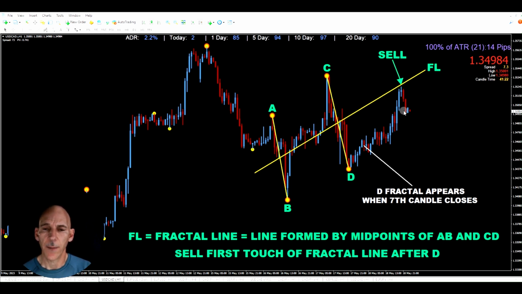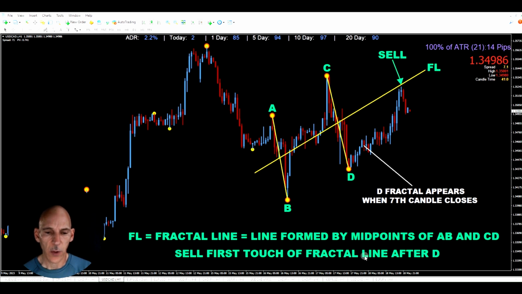This was actually a live trade I took, and this is a live chart. It's 2 p.m. West Coast time, so we're at the rollover now. So that's it. It's just that simple. FL, like I said, is the line formed by the midpoint of AB and CD. We don't do anything with BC.